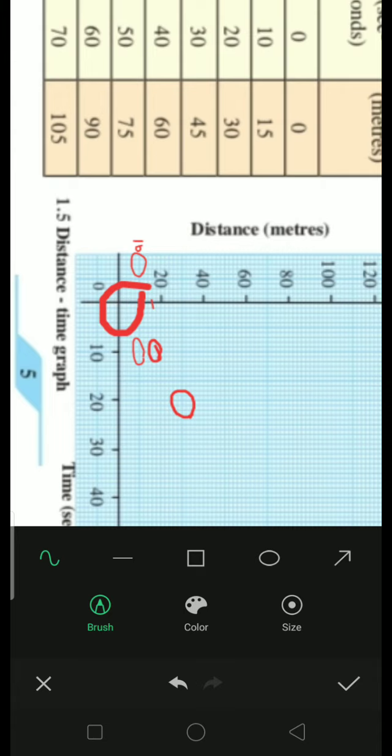If there is any problem, report to me in the group. I'll again explain how to take the points. So just plot all these points. 1, 2, 3, 4, 5, 6, 7, 8 points are given. So just plot them and then we will see how the graph is. And then further I will teach you.